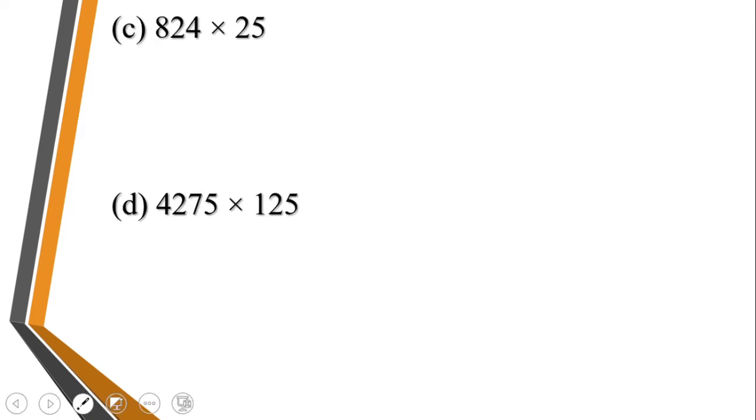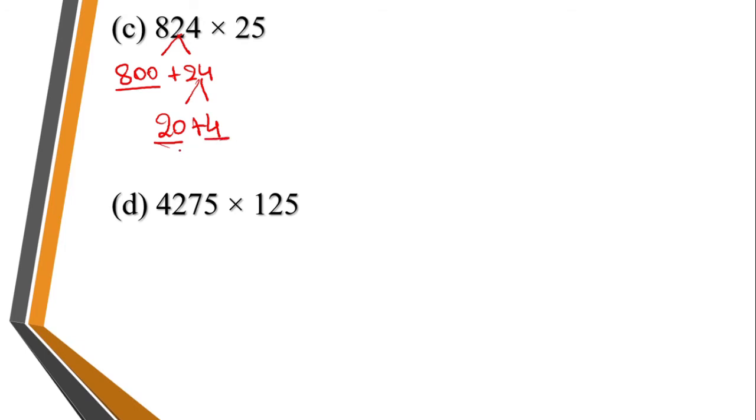Now the third question is 824 into 25. Now here again we should start splitting the numbers to make our problems easier. So we should use distributive property. Now here if we split 824, it would be 800 plus 24. Now again we should split 24. So if we split it, it would be 20 plus 4. So here we have 3 numbers. We should multiply it with all the 3 numbers, right? So it's a bit difficult if we split 824. But if we split 25, it would be 20 plus 5.